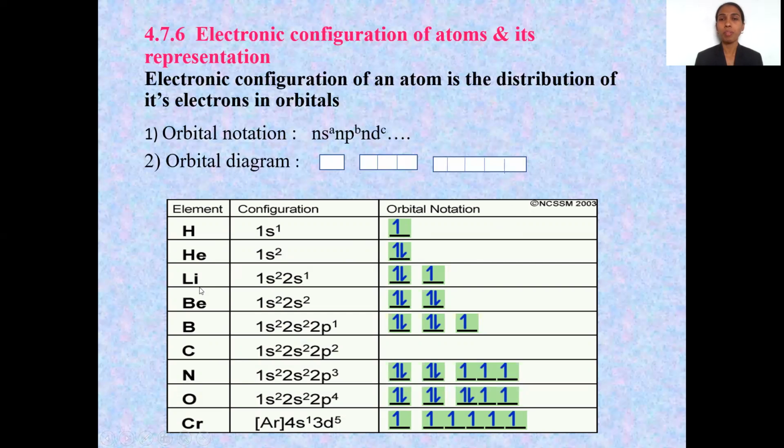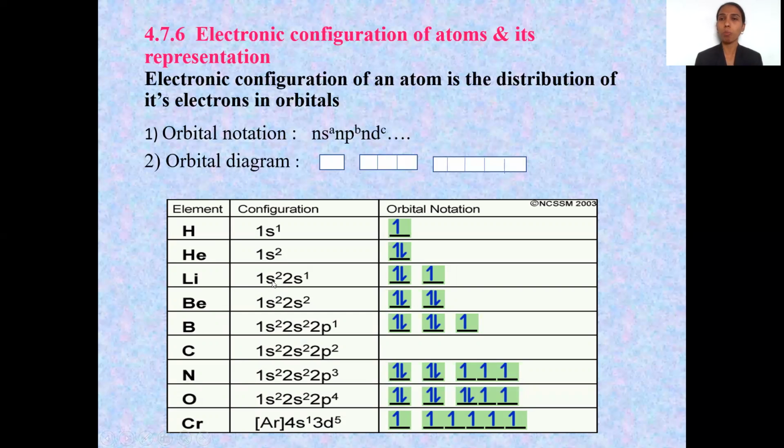Now the next one, see, if we consider the lithium atom, atomic number is 3, so the electronic configuration will be 1s2 2s1. Now here, why not 1s3? Because as we have studied, only one orbital will contain a maximum of 2 electrons. In one orbital there will be a maximum of 2 electrons; minimum 0, maximum 2. There cannot be more than 2 electrons.